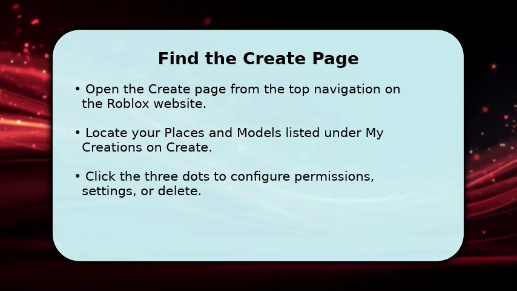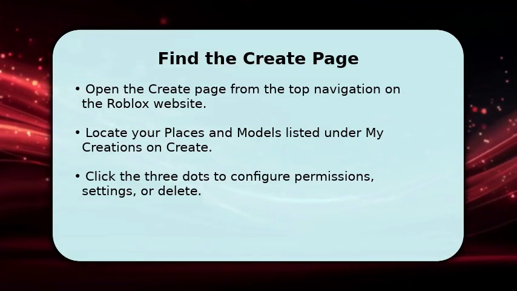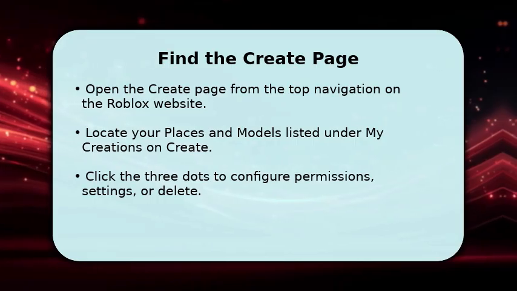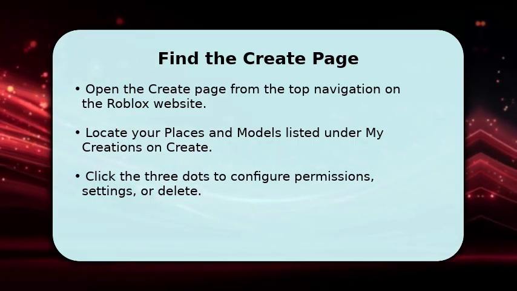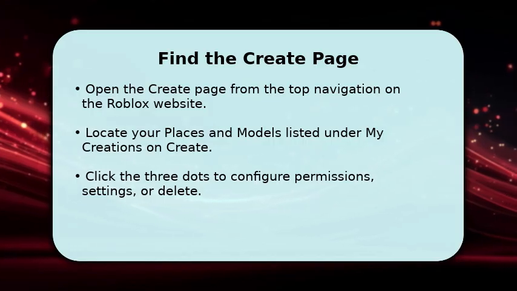From the Roblox home, click Create in the top navigation to reach the Creation Hub. The Create page lists My Creations, with places and models shown in separate sections. Find the specific place you want to edit or click New Place to add one.